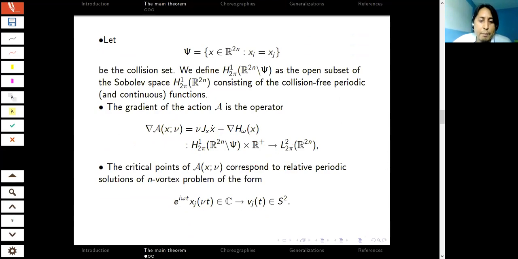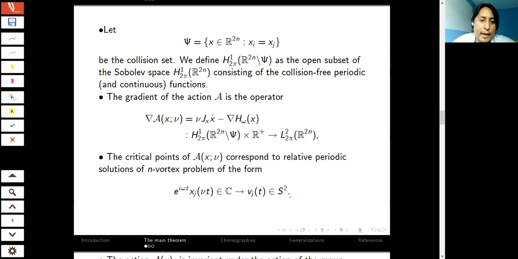So the critical points of the action A for this map, this gradient, correspond precisely to relative periodic solutions of the n-vortex problem of this form. So the solution e to the I of omega t x_j nu t is going to be the relative periodic solution in the complex plane, right? When x_j are the components of x, which is a critical point of A. And then I can send that with the inverse of the stereographic projection to the sphere and see how the solution looks.